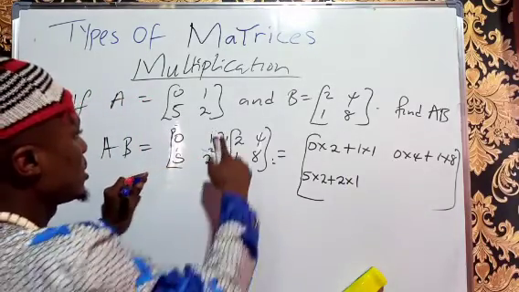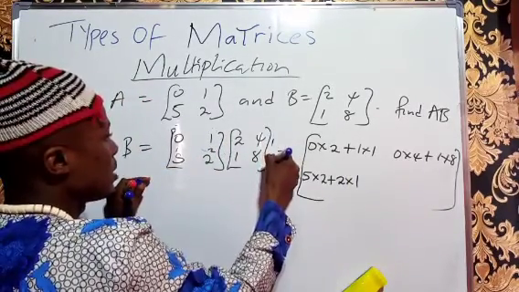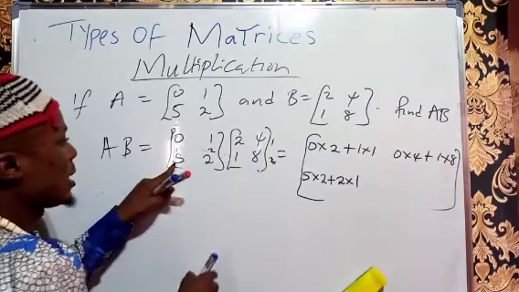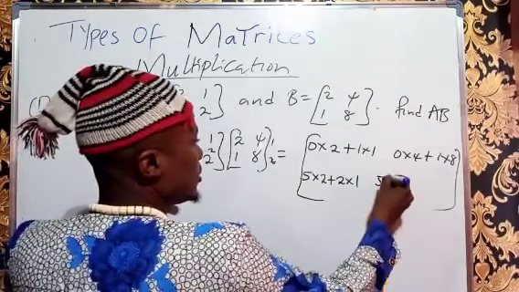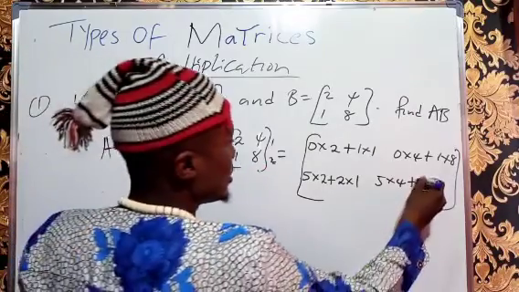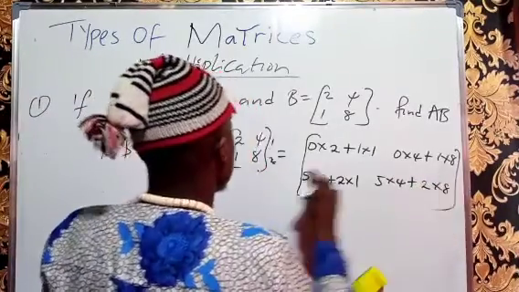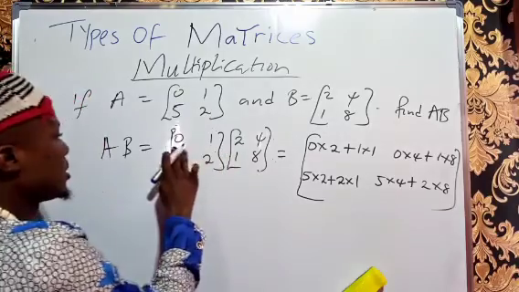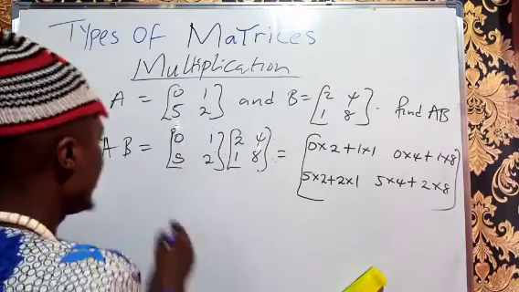I'll give a space. I'll do the same thing to these numbers here, 4 and 8. So I have 5 times 4 plus 2 times 8. Okay? And having done that, you just simplify further to get your answer.